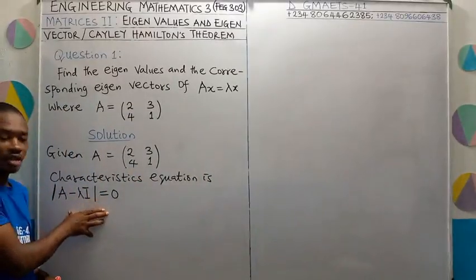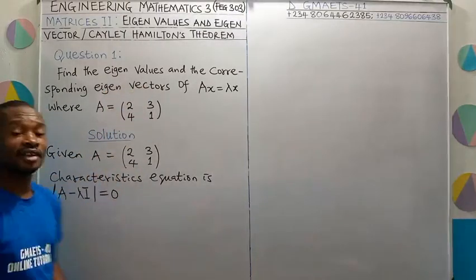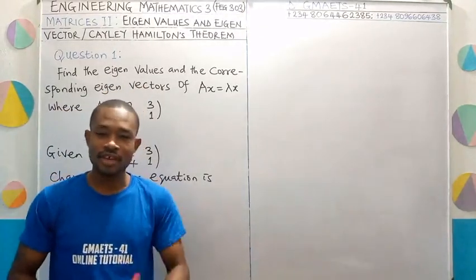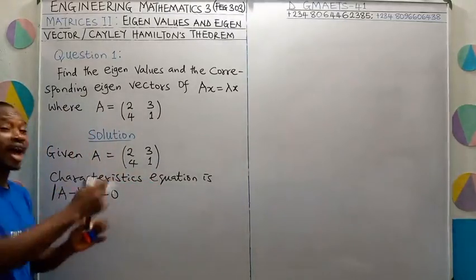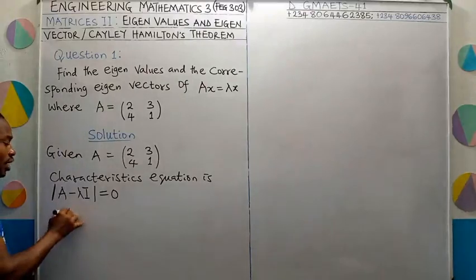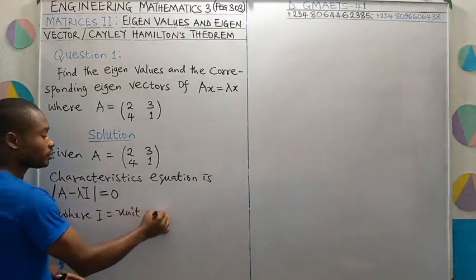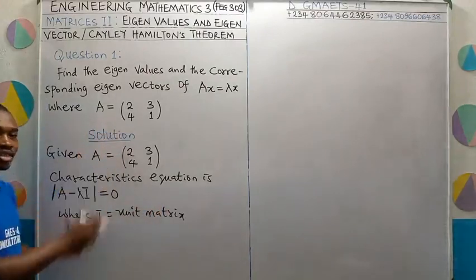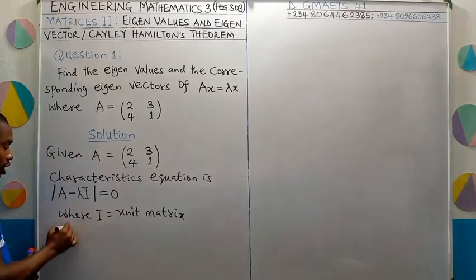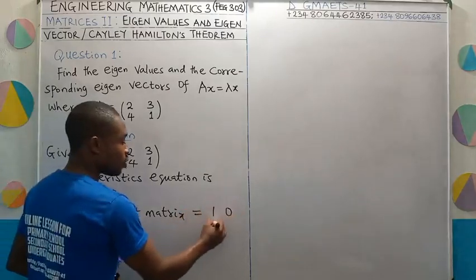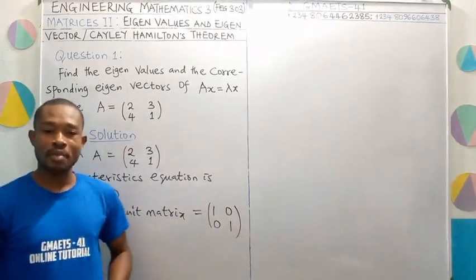We shall solve this equation and obtain the value of lambda. That value of lambda is simply what we call the eigenvalues. I don't believe you are ready, so let us do this and see. We shall obtain the value of A minus lambda I first. Is that okay? So let me write here I is equal to the unit matrix. In this case, it's going to be a 2x2 square unit matrix, so it's going to be equal to 1, 0, 0, 1. This is the unit matrix for a 2x2 square matrix.